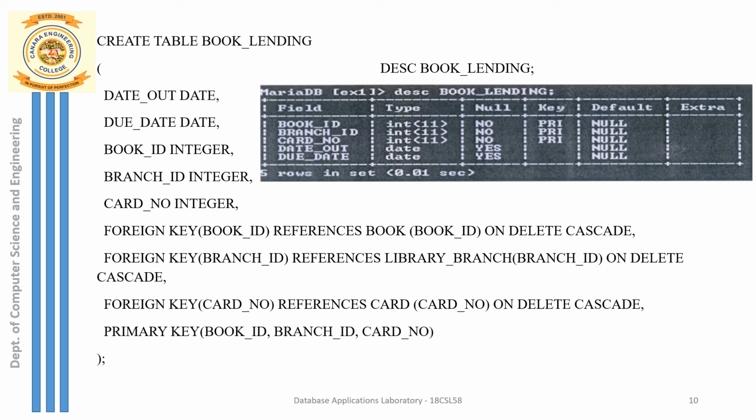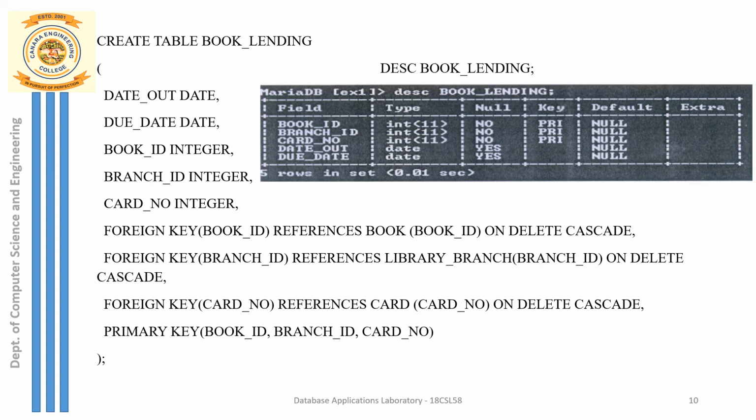Among these attributes you must mention the foreign keys. Which are the foreign keys? Book ID is a foreign key which is referencing the book table, and branch ID or program ID is a foreign key which is referencing the library table. For both of them, do not forget to give ON DELETE CASCADE, which automatically deletes.